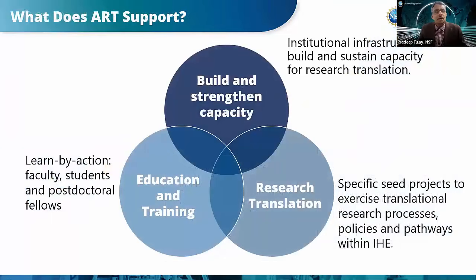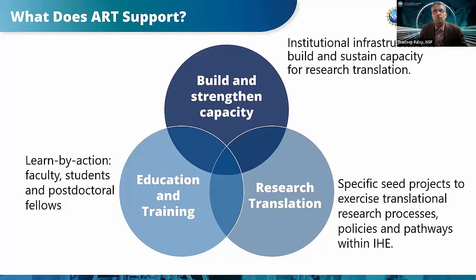So what we are supporting under ART is really three different things. As I said in the beginning, this is a capacity building program. The whole idea is we want all the institutions to build their capacity for research translation, that is, strengthening that capacity if there is capacity already existing. That is the basic goal for ART, and those are the activities we would support as part of the ART initiative.